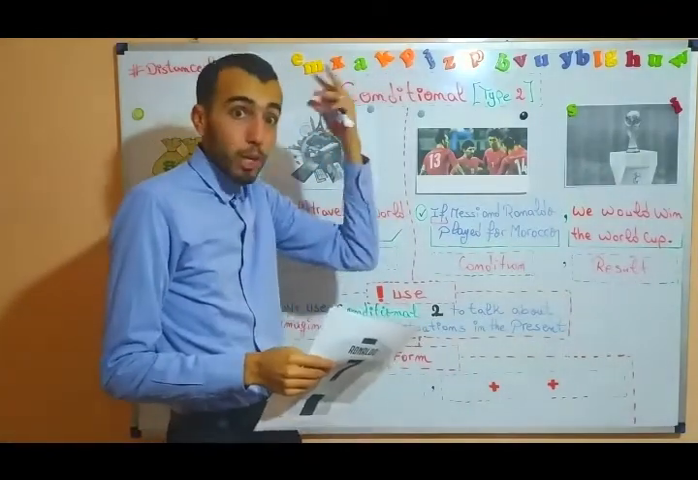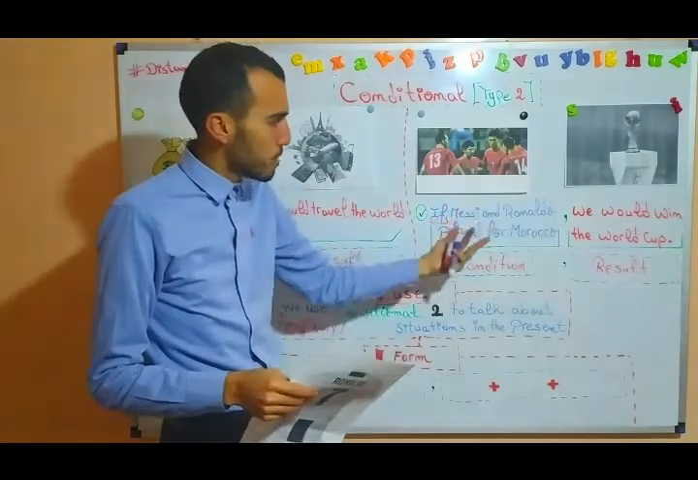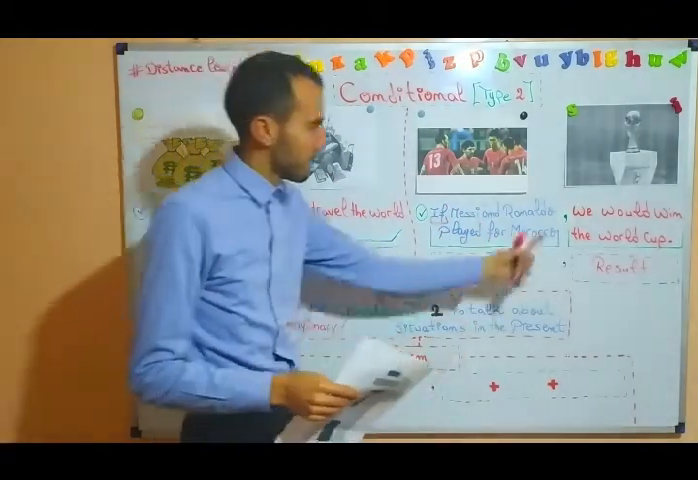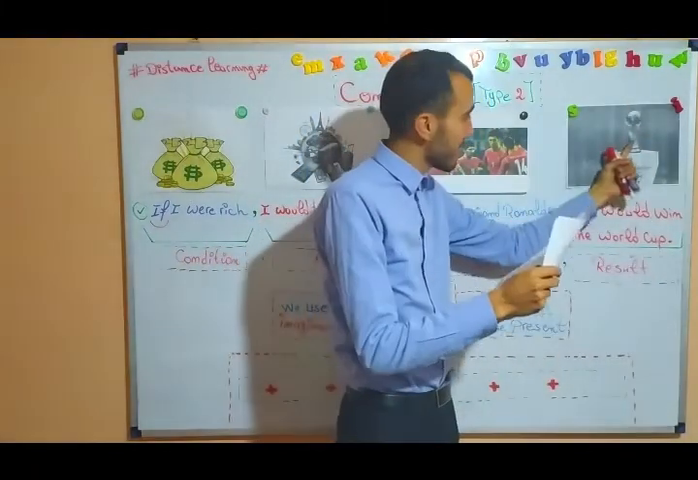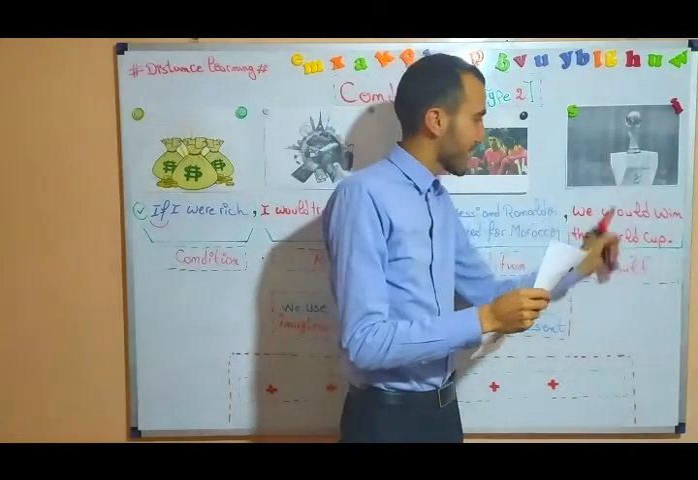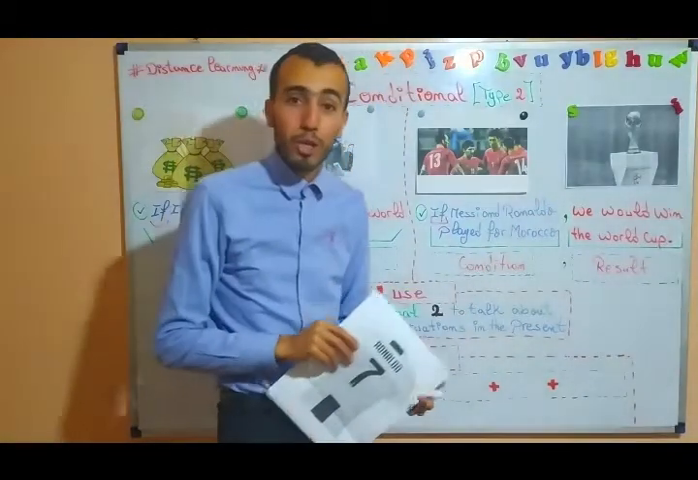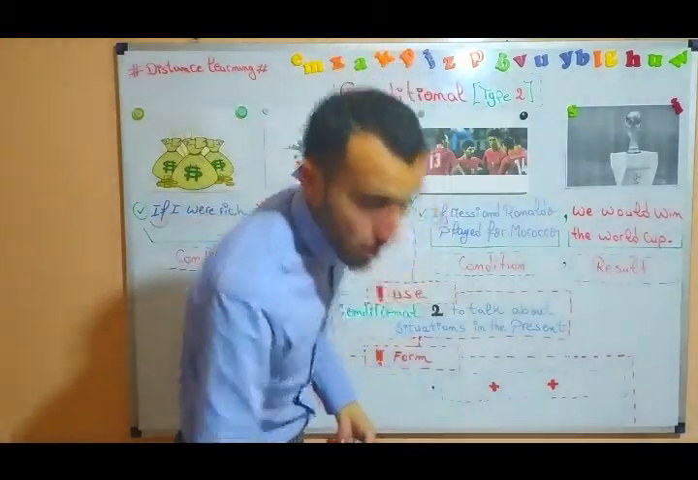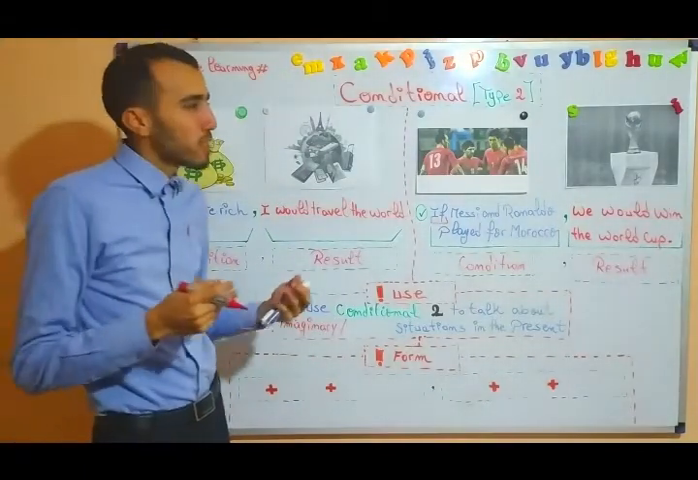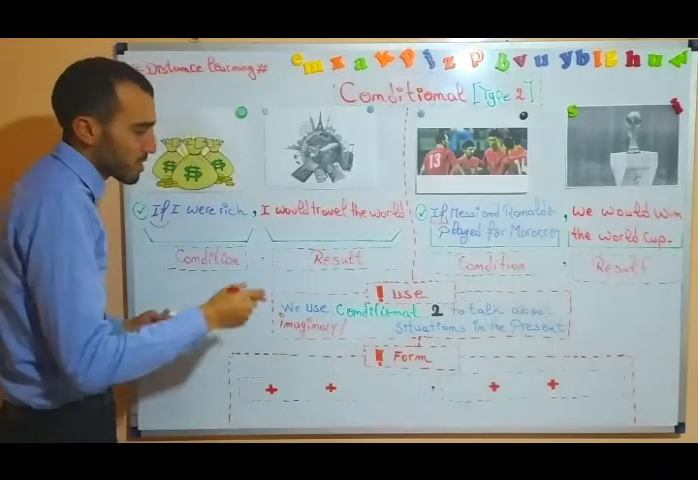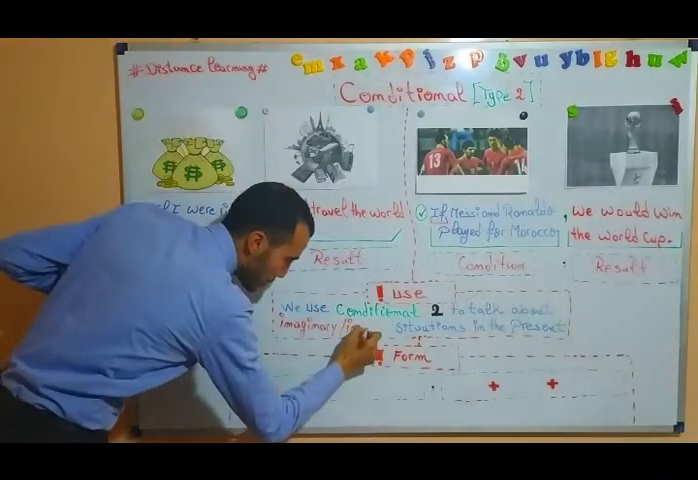So, we're imagining what would happen if Messi and Ronaldo played for Morocco. A result could be we would win the World Cup. We would win the World Cup if Messi and Ronaldo played for Morocco. So, this is an imaginary situation, but we could also deal with it as a situation that is impossible to happen. It's not real, it's an unreal situation, it's something impossible.